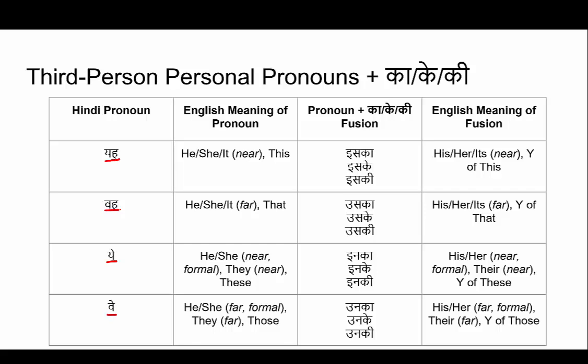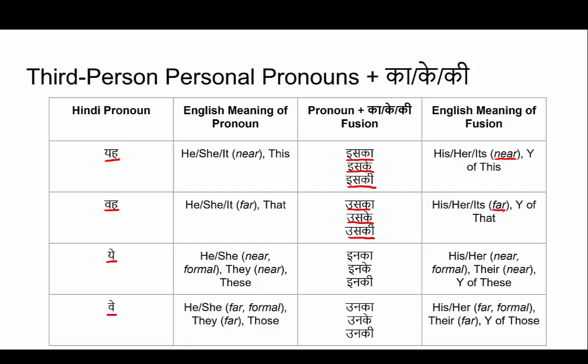The fusions of yaha with ka, ke, and ki are iska, iske, and iski, respectively. All of these fusions refer to a singular possessing noun that is nearby. Notice how I said possessing. The fusions of vaha with ka, ke, and ki are similar. They just start with a different letter. Uska, uske, uski. However, these fusions refer to a single possessing noun that is far away.